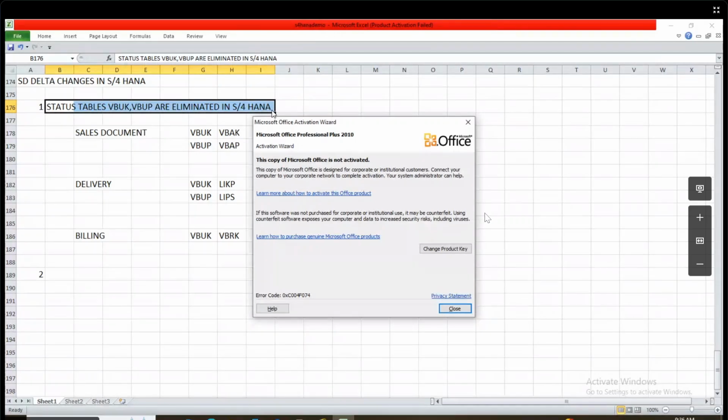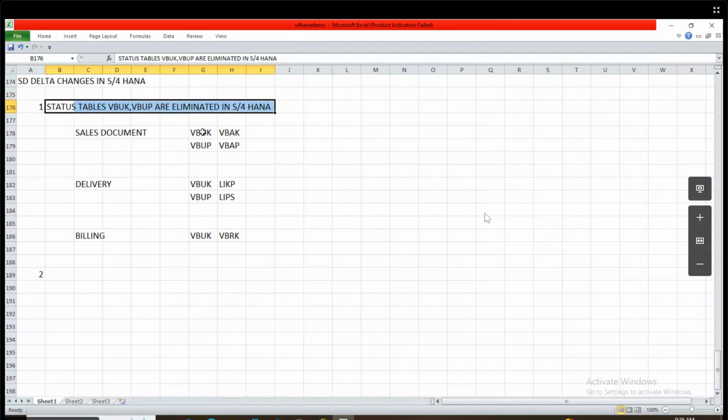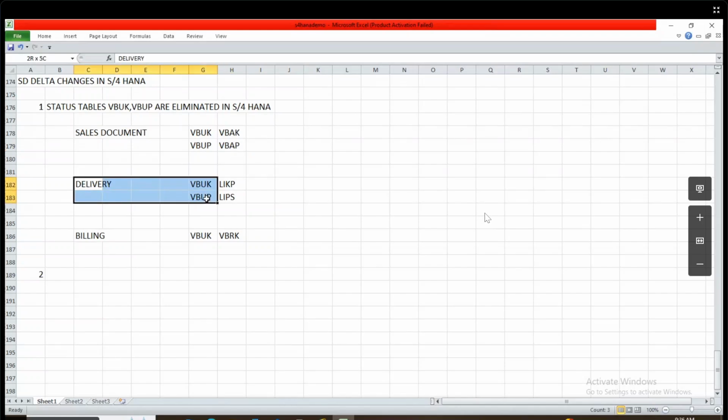The data you have in VBUK will update in VBAK if it is a sales document. Item status will update in VBAP. And when it comes to delivery, header status will update in LIKP. Item status information will update in LIPS. And for billing, header status will update in VBRK.